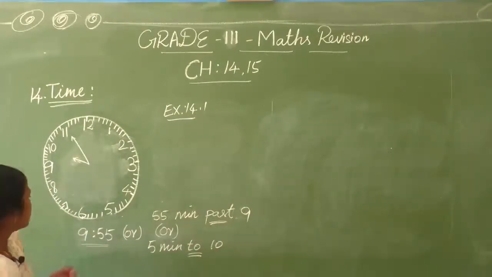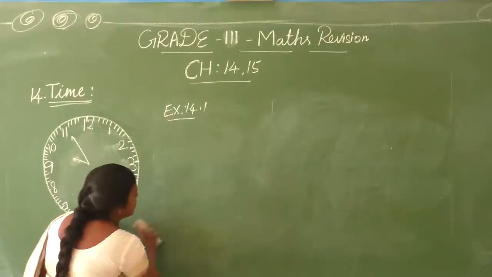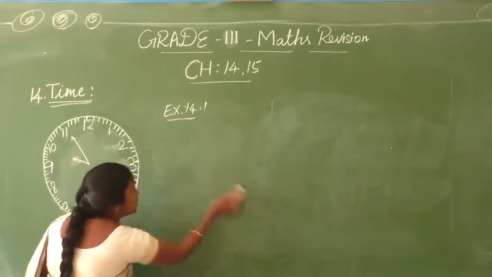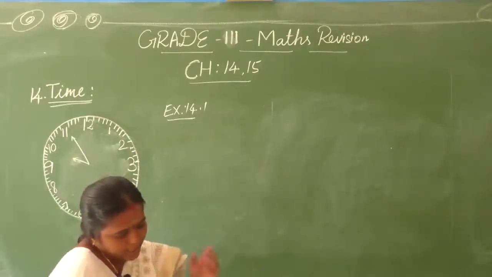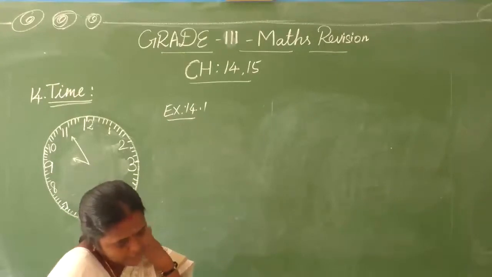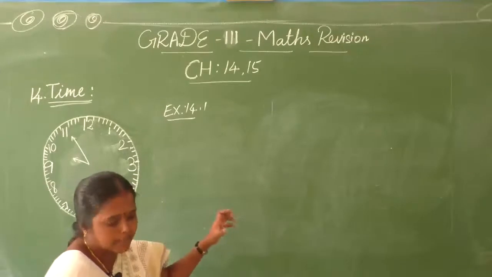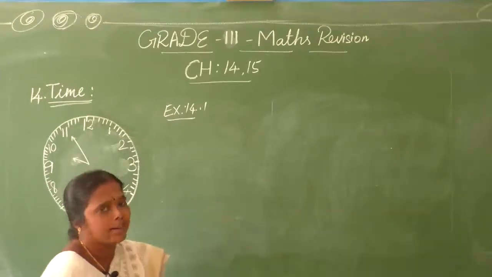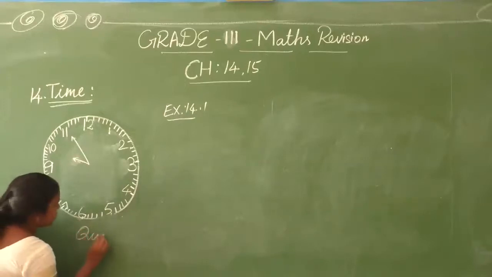Understood, children? So like this, if the hands are fixed on the clock, by seeing it you have to write that time. Second section: what is given? Draw the hands. The time is mentioned under the clock. By seeing that, you have to draw the hands. Okay? See, quarter past.